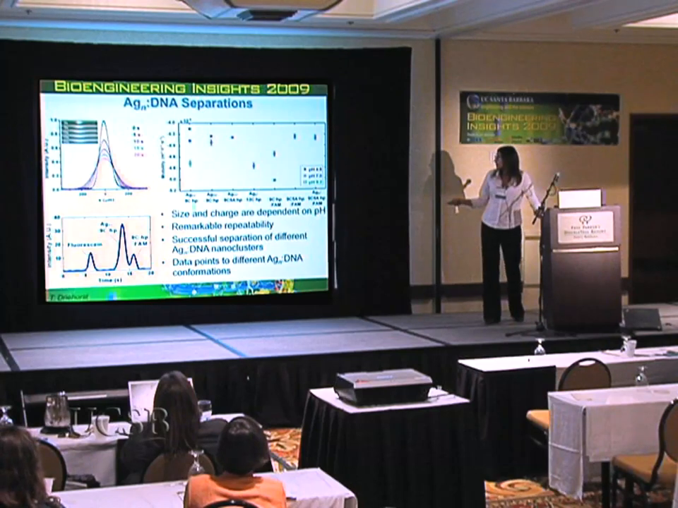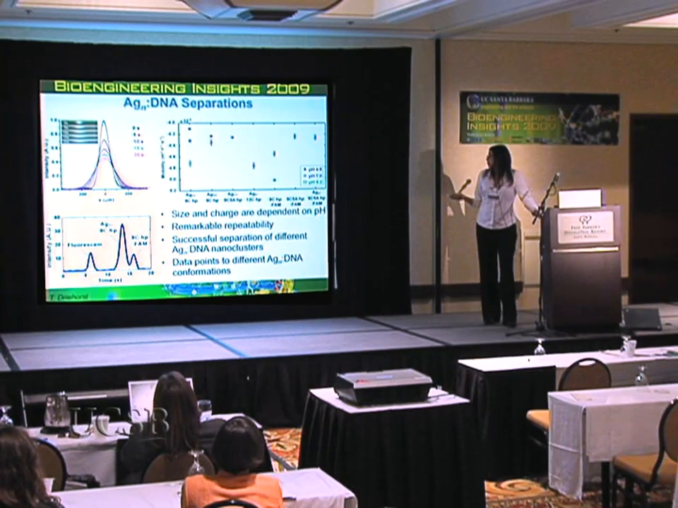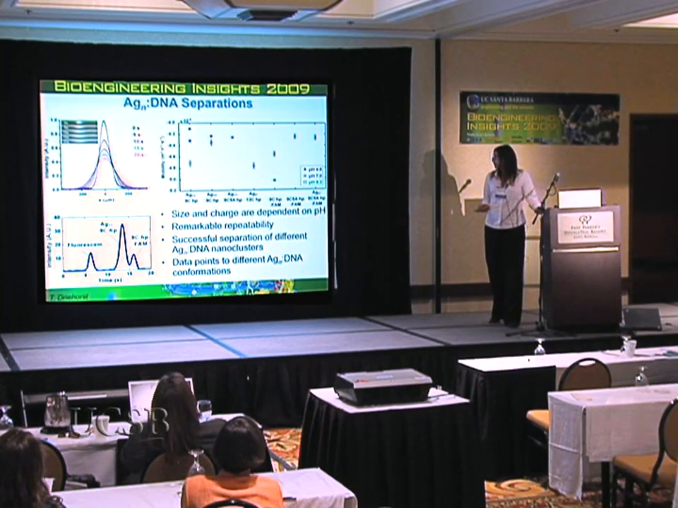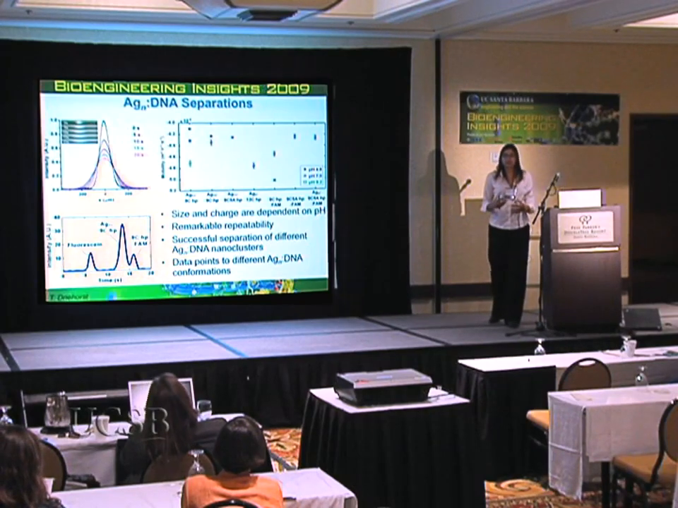And what you see here are all the different mobility data that we have for different silver DNA nanoclusters. And what's pretty interesting is we see that a lot of it's dependent on pH. We show it for different pH. We have remarkable repeatability. All these experiments are about 10 or 12 times, and they're just really in a small band, which is pretty amazing. We can separate different silver DNA nanoclusters very well, which you can't really do with other techniques. And we can point to different silver DNA conformations.